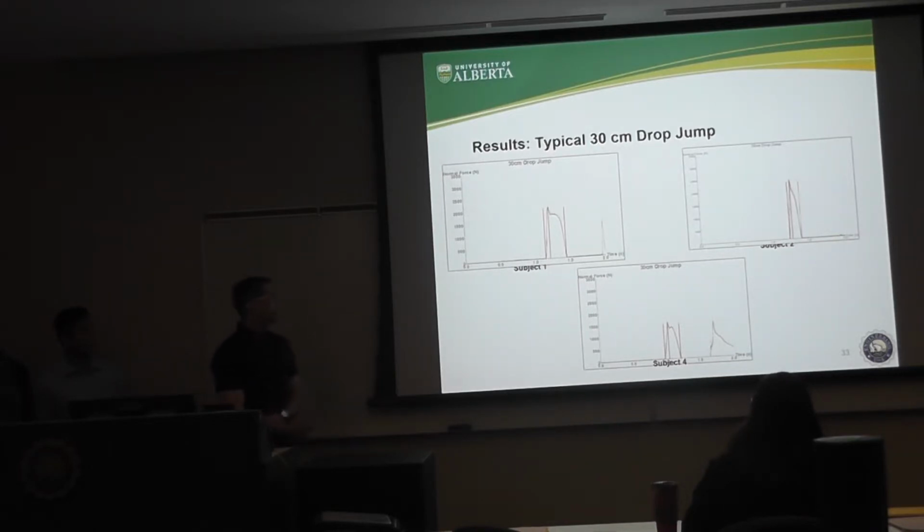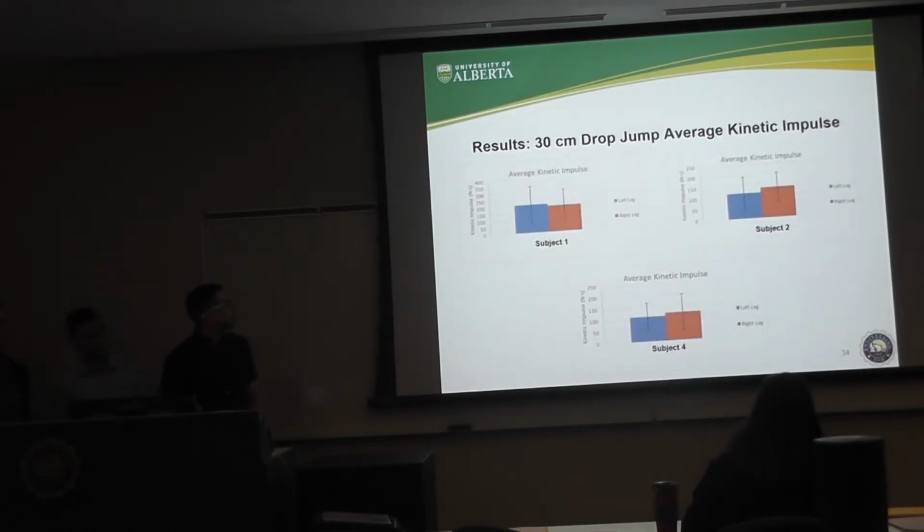But for the drop jump, you can see that there's a difference between this curve and the subject 2 and subject 4 curves. Subject 1 has a wider peak, subject 2 has a narrower peak, and there's a lot of variation in the different subjects. So we tried to look at the different variables that we produced for each phase, and we created bar graphs for the averages of each run.